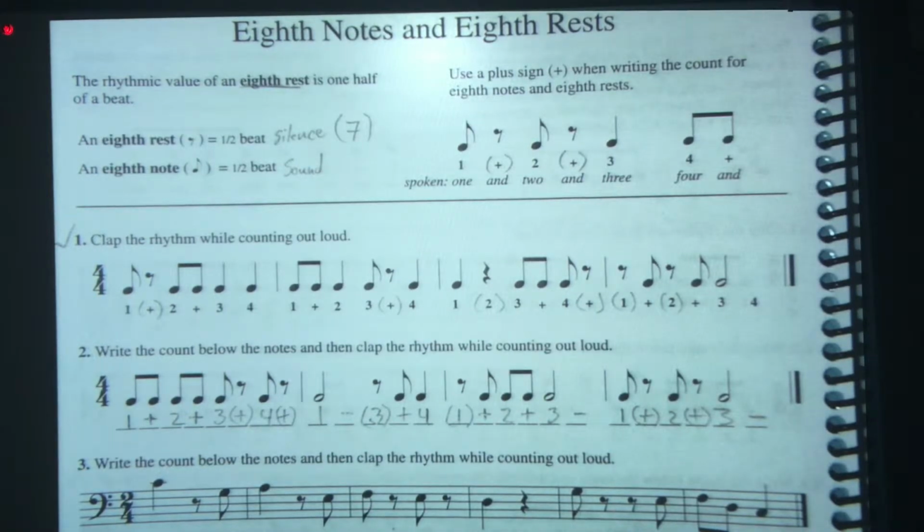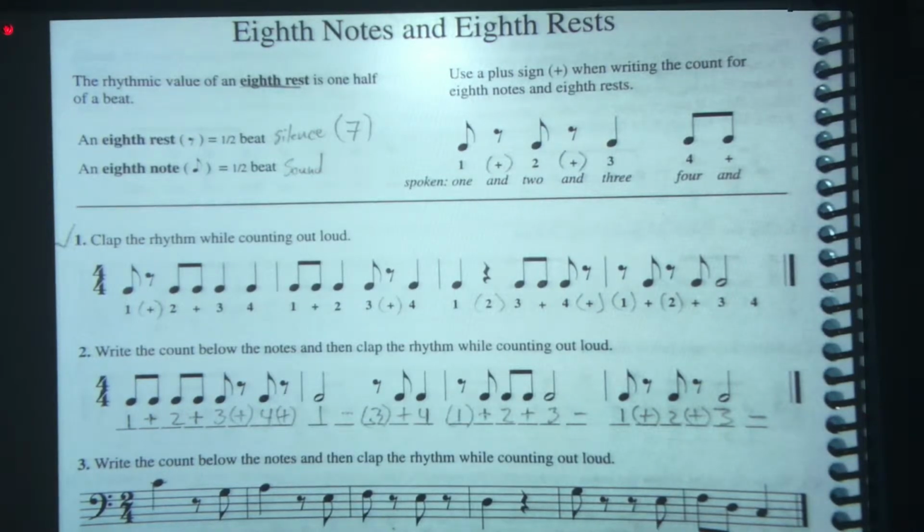Hopefully we all have the numbers at this point. Here's measure 1 of number 2. 1 and 2, clap and count and go in. 1 and 2 and, accenting the ands there. Notice the mouth is always saying 1 and 2 and 3 and 4 and, and I'm just playing where the notes would be.